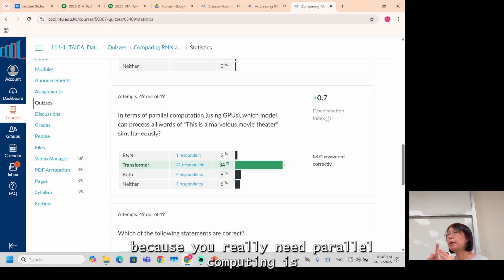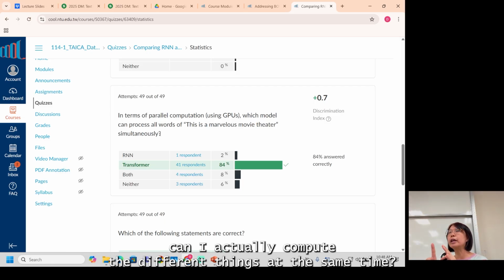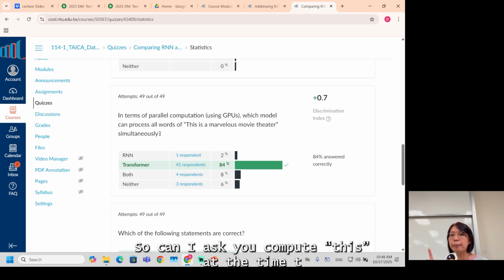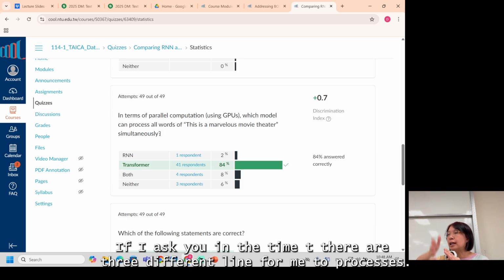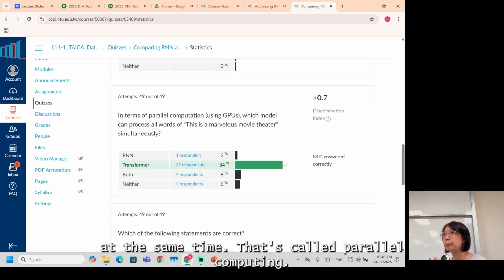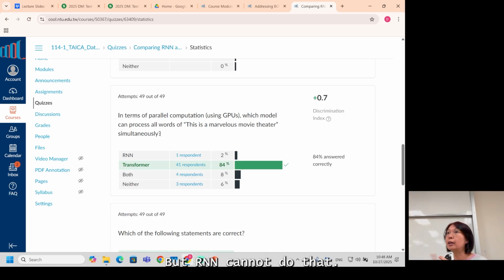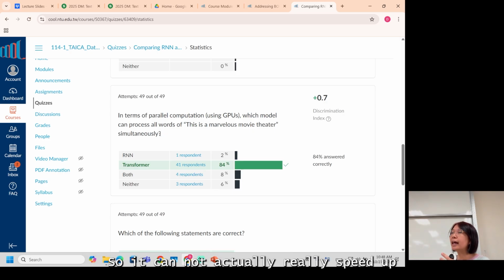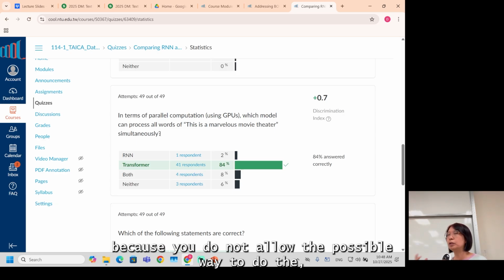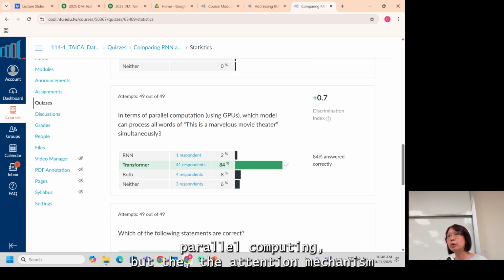Because with parallel computing, you really need to compute different things at the same time. So can I compute this at time t, and is at time t, marvelous at time t? If at time t there are 3 different lines for me to process at the same time, that's called parallel computing. But RNN cannot do that. RNN, because every step is based on the previous sequence, cannot really speed up, because you do not allow any possible way to do parallel computing.